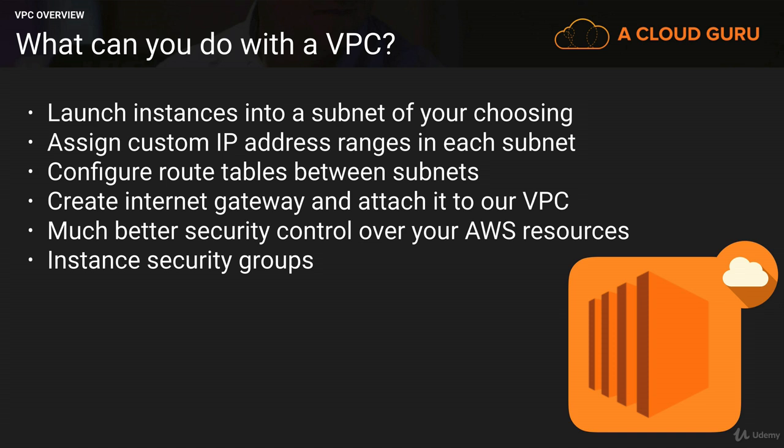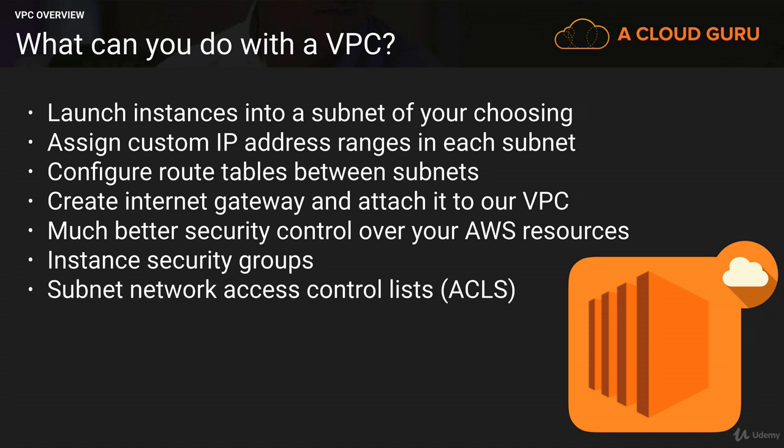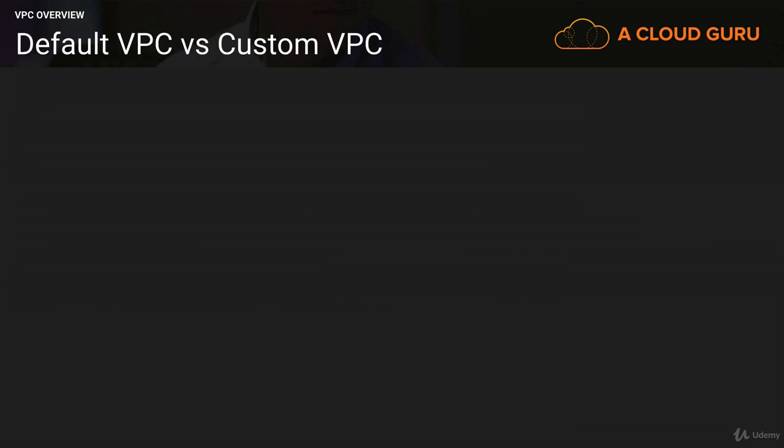Our instance security groups we can deploy inside our VPCs. Remember, a security group can span availability zones, so you can have a security group across multiple availability zones, and by definition, you can have security groups spanning multiple subnets as well. You also get subnet network access control lists, and using these NACLs you can go in and block IP addresses. So what's the difference between a default VPC and a custom VPC?